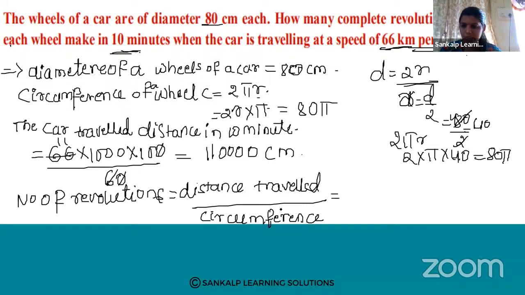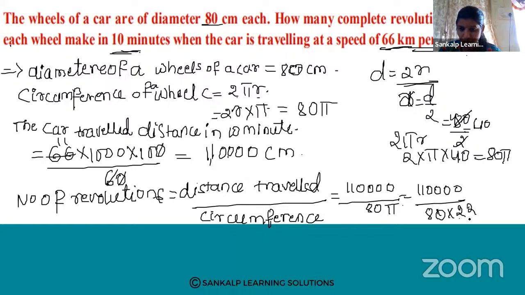Okay, so distance traveled is 1,10,000 divided by circumference, which is 80 pi. That means divided by 80 into pi value, and pi is 22 divided by 7, right? So when you transfer the 7 to this side, it becomes 2 3 4 into 7 divided by 80 into 22 into 22. So the zeros will get cancelled.